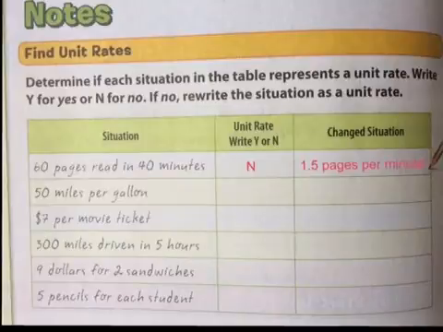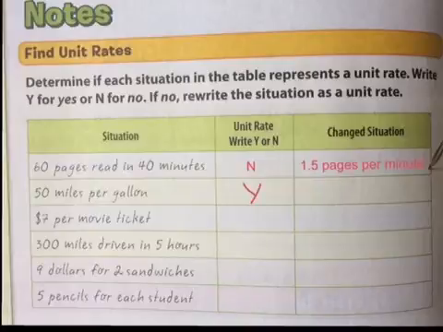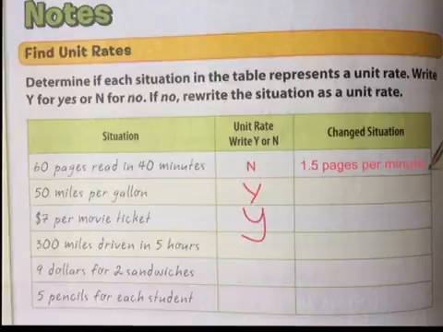Okay, there it is. 50 miles per gallon. 50 miles per gallon of gasoline, of course, and it's per 1 gallon. So yes, this is a unit rate. Yes. $7 per ticket. Good. So 1 ticket is $7. Yes, this is again a unit rate.